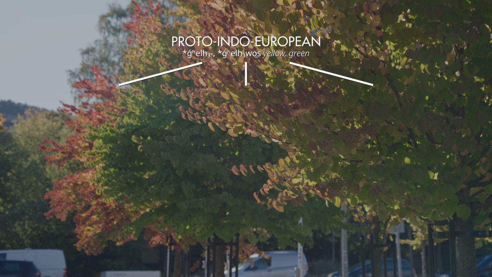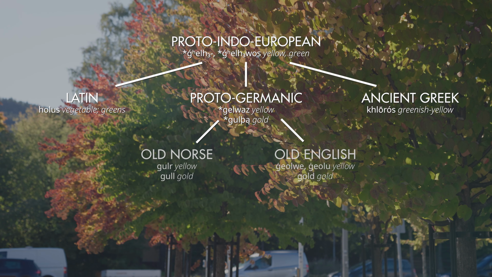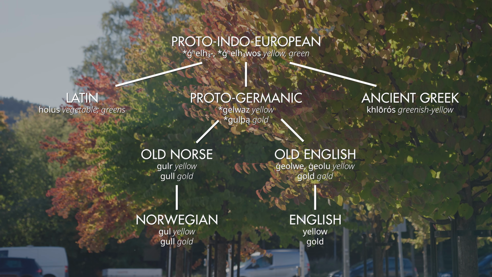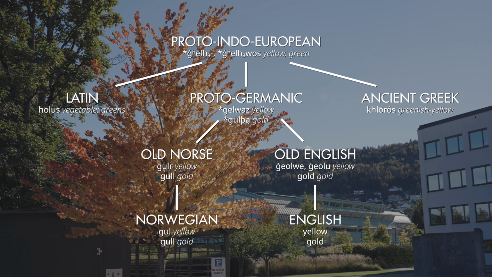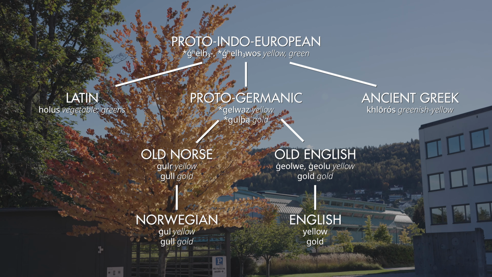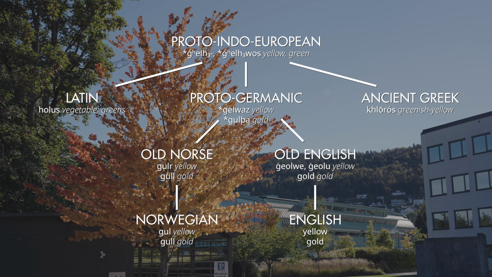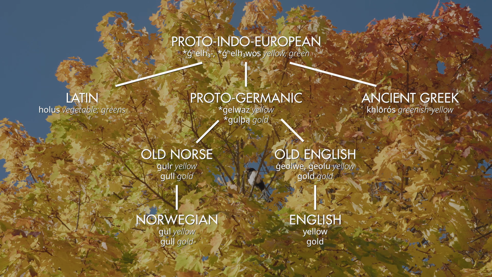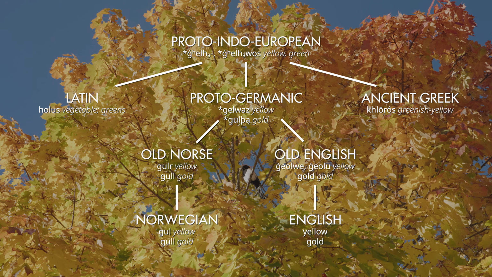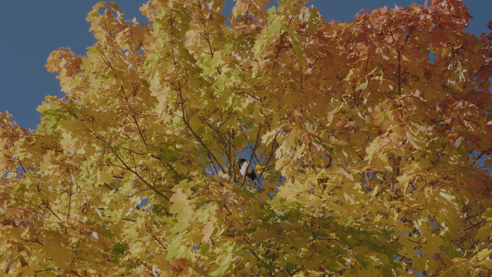The next two words are a little confusing. Gul, meaning yellow, and gull, meaning gold. They both come from the same Pi root, something like grelr. Yeah, that's really weird, which meant both green and yellow. This root gives us ancient Greek chloros, which in turn gives us chlorine, cholera, and chlorophyll.